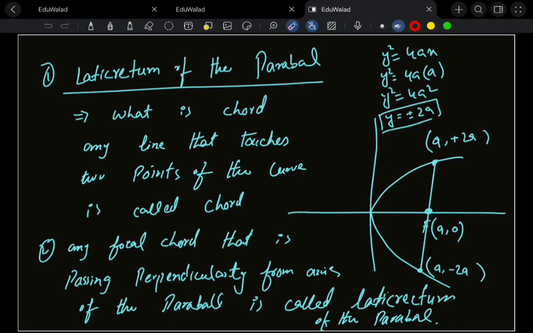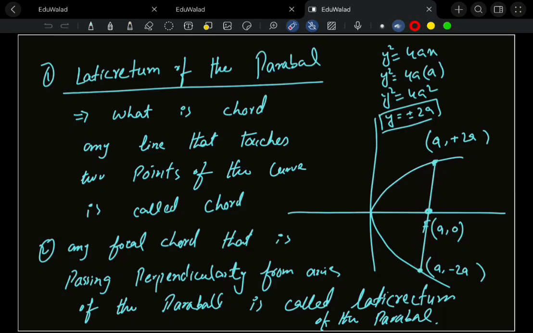Here the word is focal chord, which means a line that touches two points of the curve and passes through the focus. Let's say this is the line. So that is a focal chord. Any line that is a focal chord and passes perpendicular to the axis of the parabola, here is the axis of the parabola, and must be a focal chord, is called the latus rectum of the parabola.